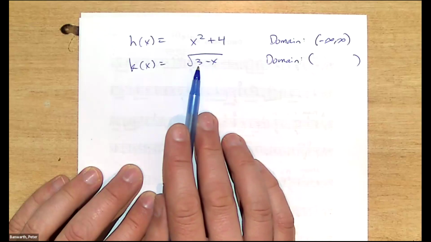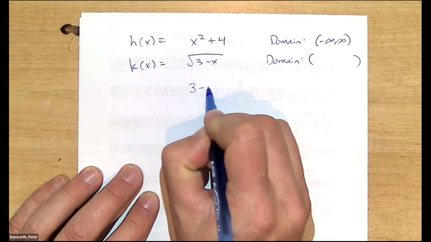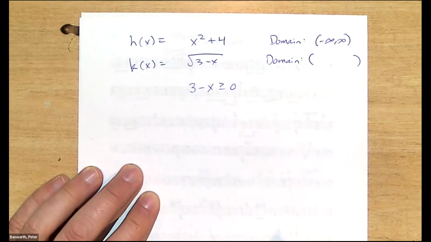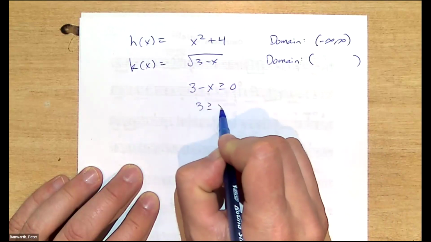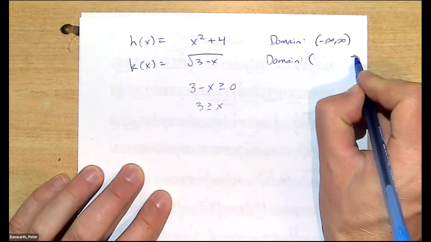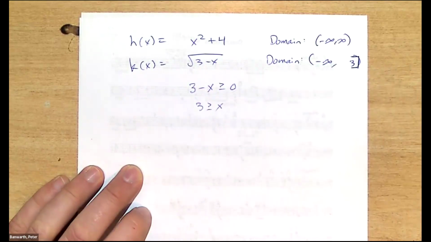Yeah. Do you remember how to figure out the domain for a radical? You set the inside greater than or equal to 0. So 3 has to be greater than or equal to x. Does that make sense? Okay. So 3 greater than or equal to x means the biggest it can be is 3, and the smallest it can be is negative infinity.